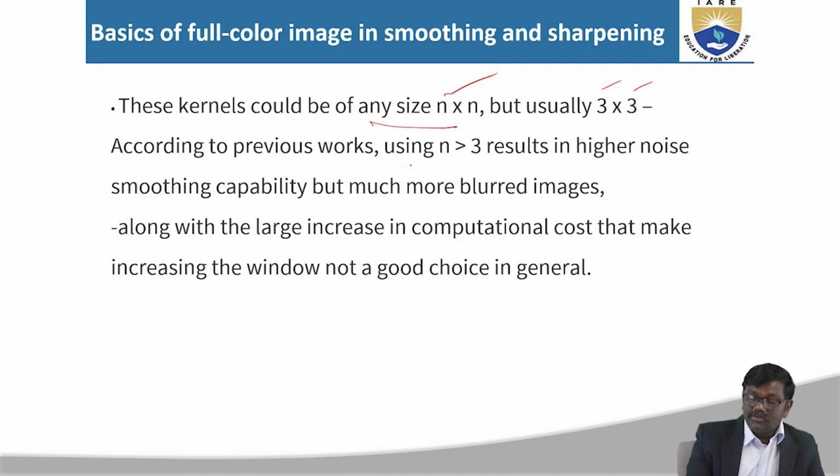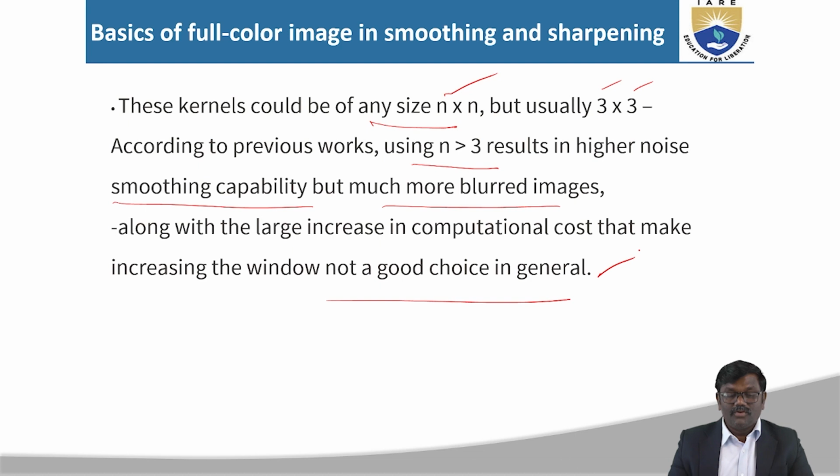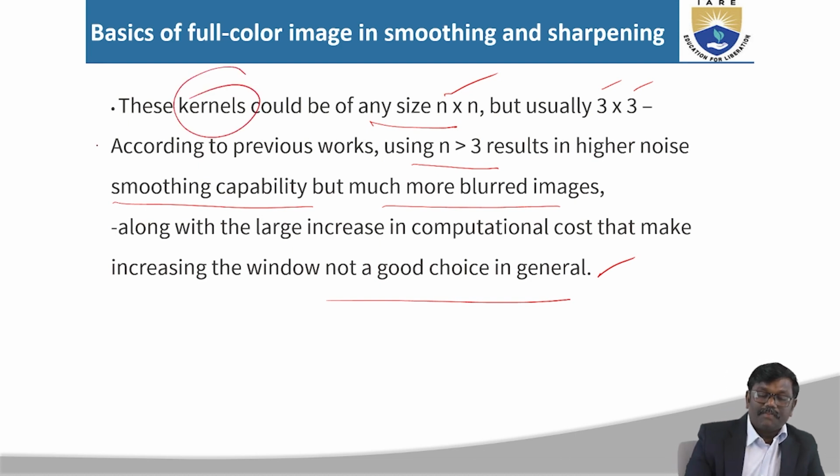According to this, using n greater than 3 results in higher noise smoothing capability, but much more blurred images may appear. Along with this, there is a large increase in computational cost, which makes increasing the window not a good choice in general. So what we want to understand here is mathematically how we are applying kernels from graph theory.